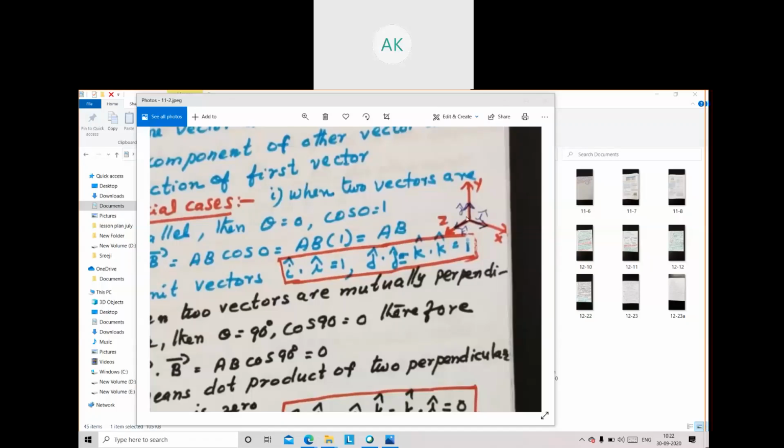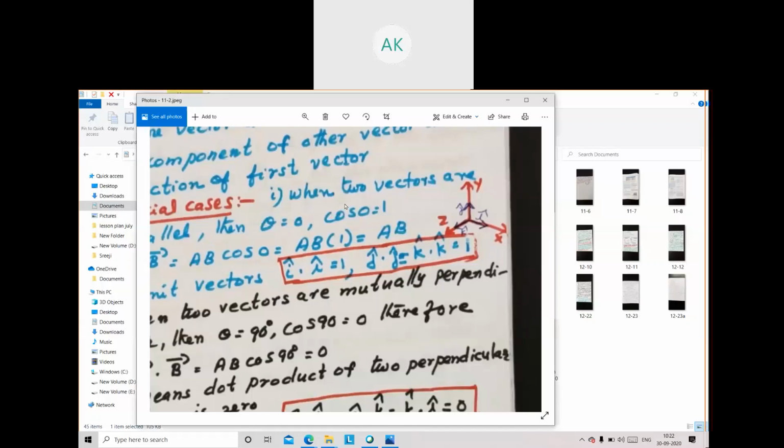Similarly, what is j dot j? Again magnitude 1, 1 into cos 0. 0 is the angle between j and j, same vector, so theta will be 0. So j dot j is equal to 1. Similarly, k dot k is equal to 1. So for unit vectors, i dot i equals j dot j equals k dot k equals 1.